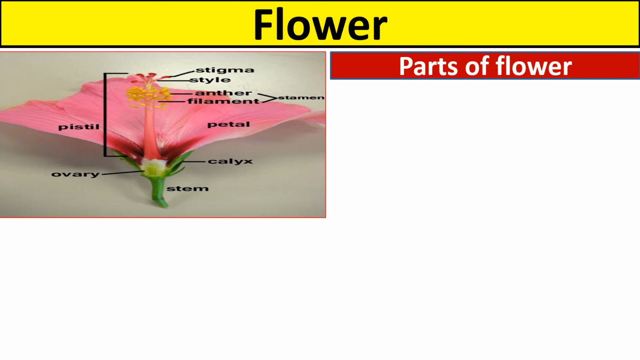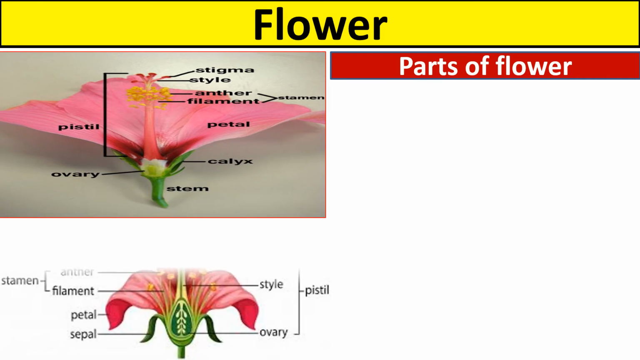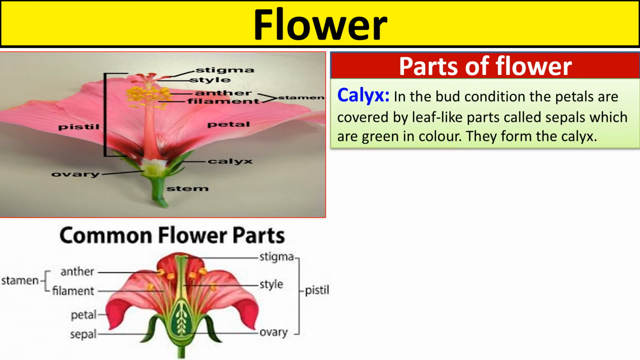Now let's know about the flower. So flower, it is a colorful, attractive part of a plant and it has a pleasant smell. So let's know about the parts of flower. So first is calyx. In the bud condition, the petals are covered by leaf-like parts called sepals.